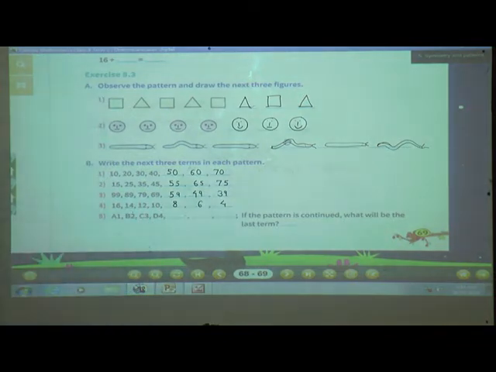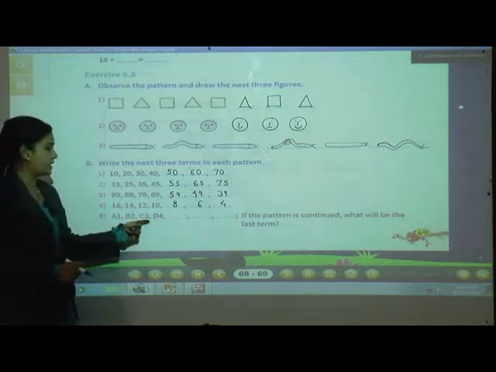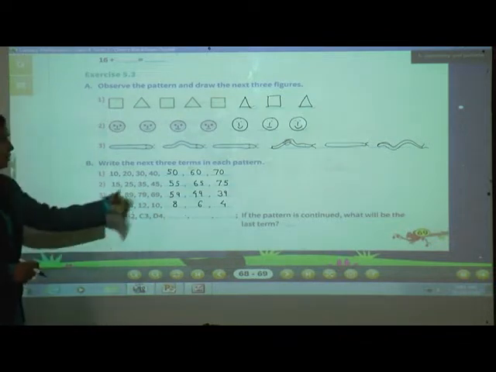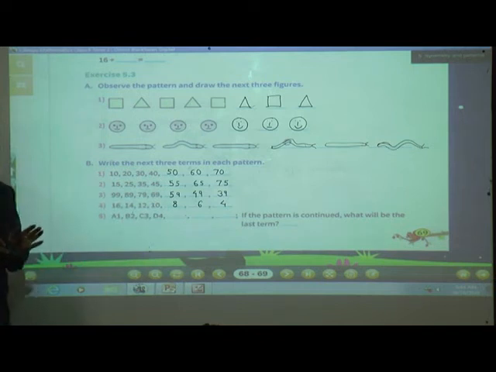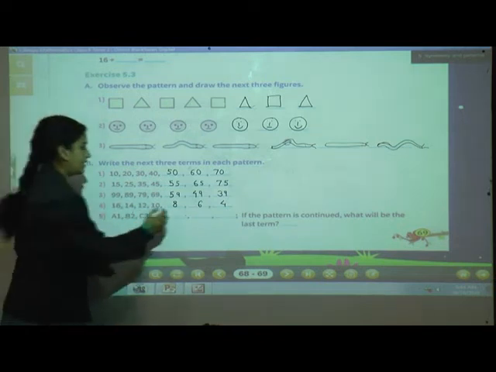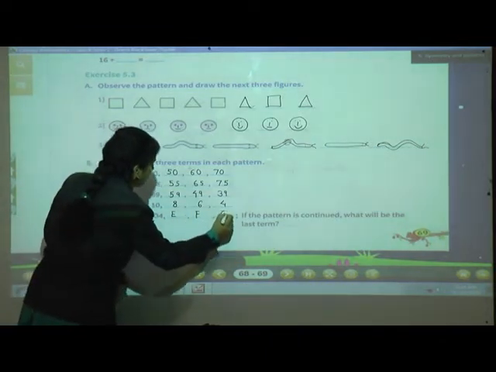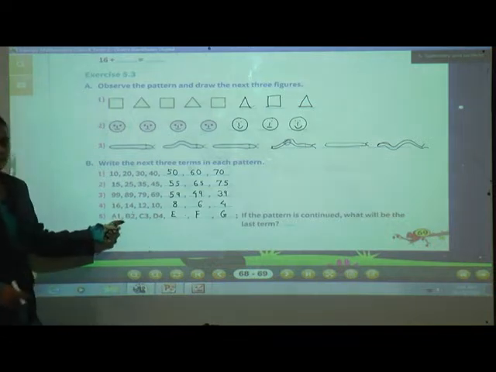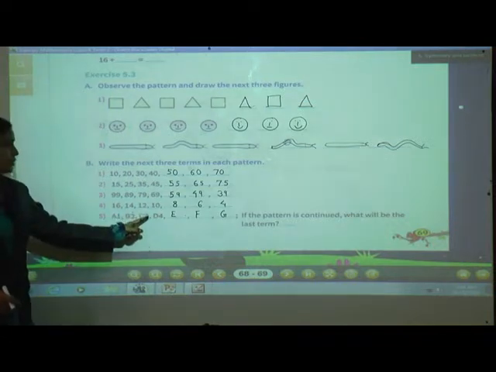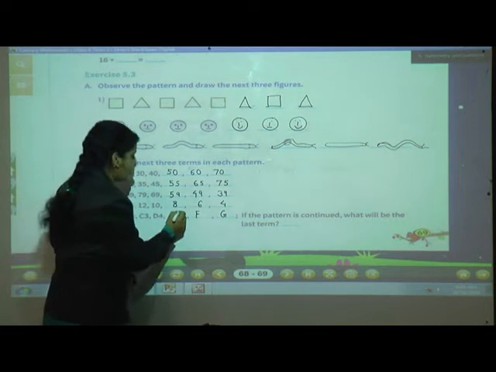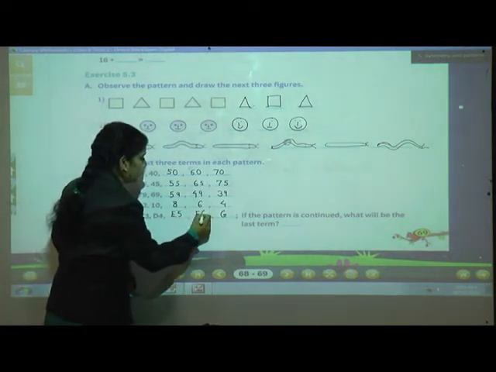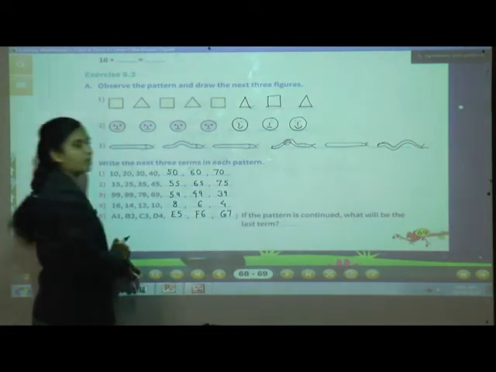Okay. Now see, here A1, B2, C3, D4. What is the next number? All of you know alphabets. Now A, B, C, D. Here E, F, G. But here numbers are there also. 1, 2, 3, 4. Here 5, 6, 7.